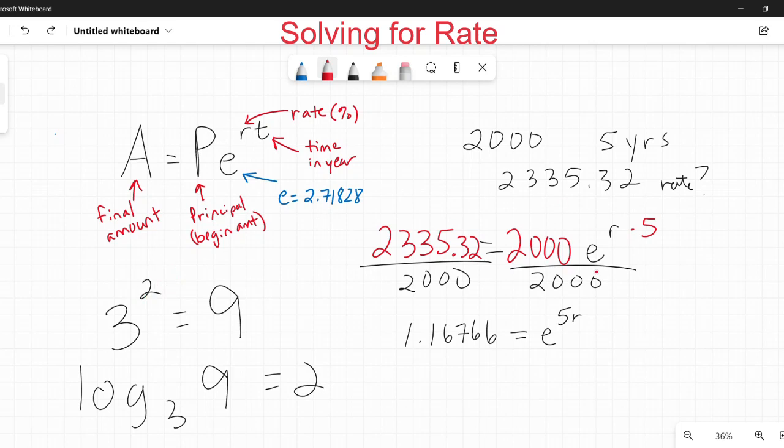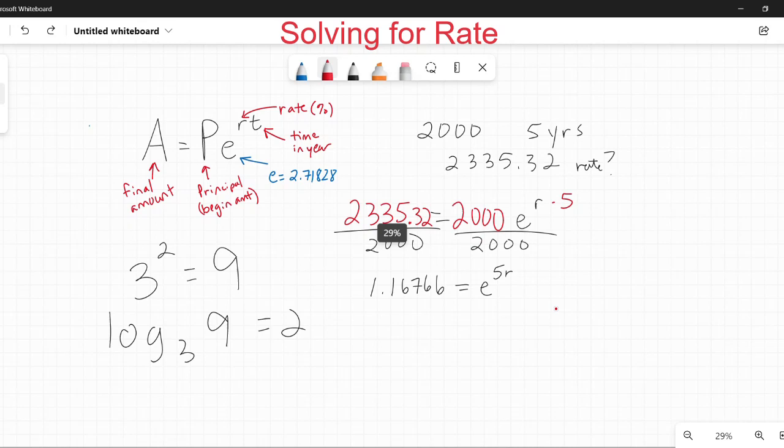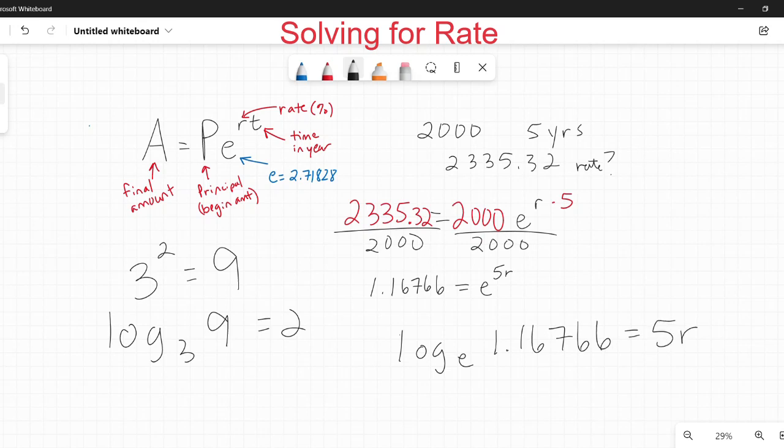So the way we're going to rewrite this, we're going to use this pattern that I showed you over here on the left. So the log base e of 1.16766 equals 5r. Now, log base e is a special log, and it's in your calculator in a special way. Log base e is written as ln, or natural log. That's all that ln means, is it's a log base e. So now I can use my calculator to find this out.